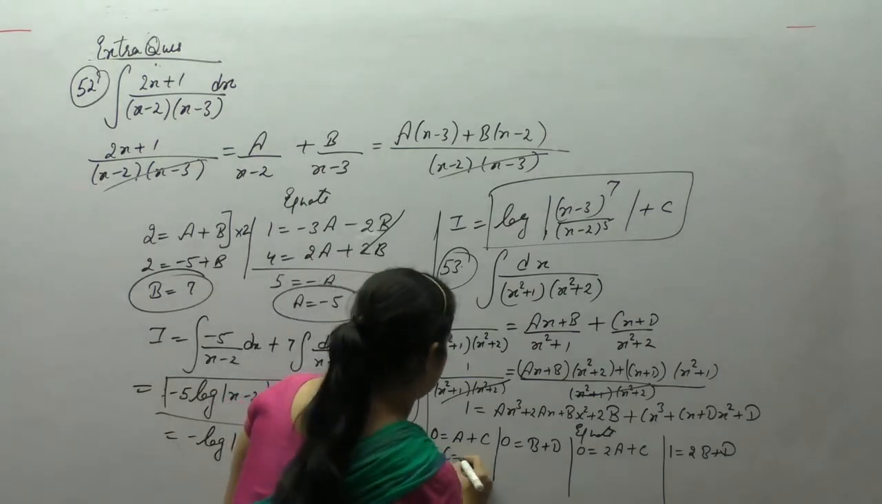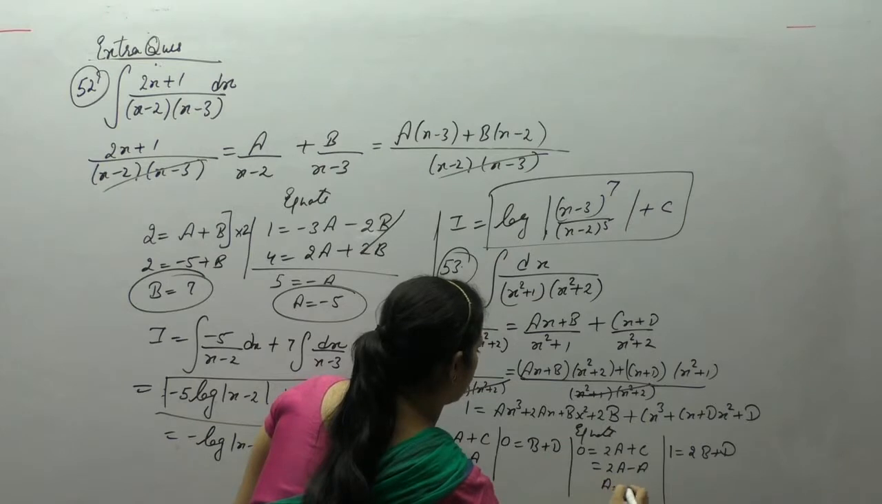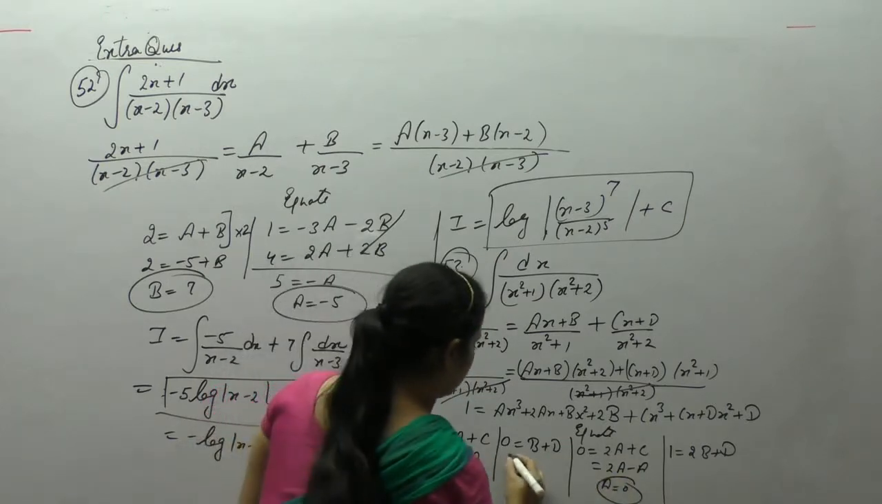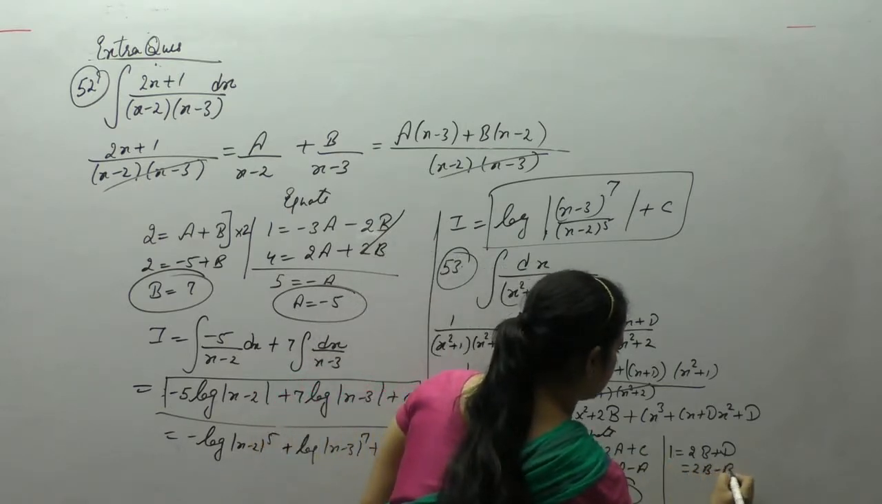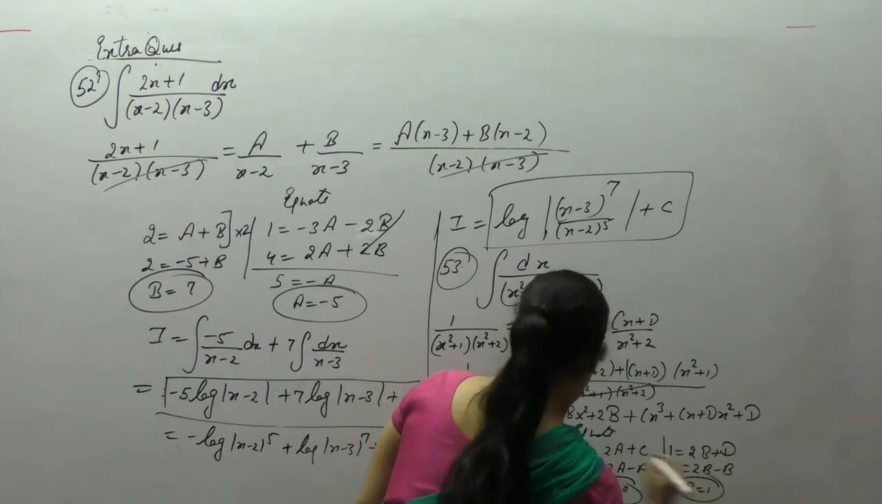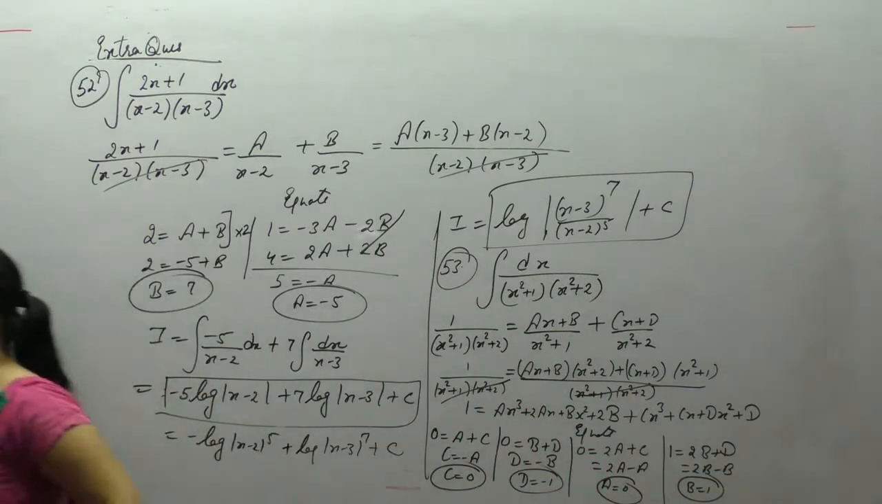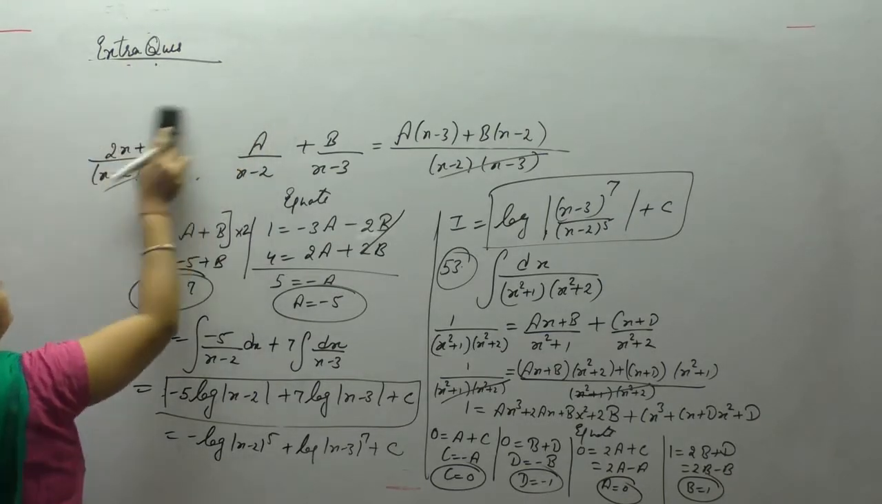C is equal to minus a. Put the value of c here. a is 0, so we get c as 0. d is equal to minus b. b is 1, so d is minus 1. So b is 1, d is minus 1, and a and c are 0.